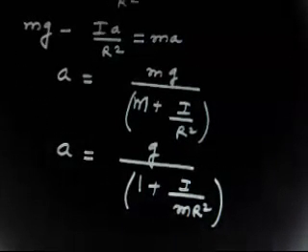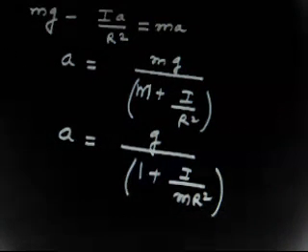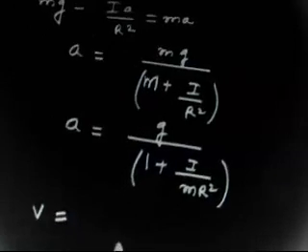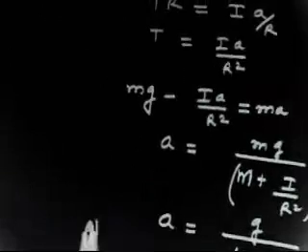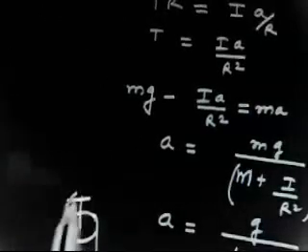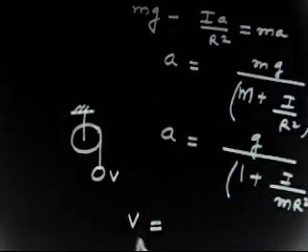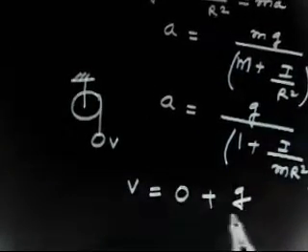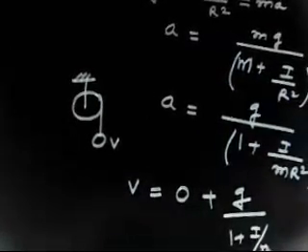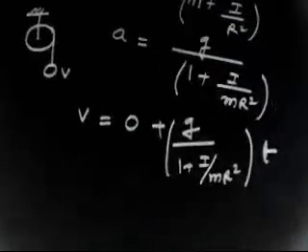So this is the acceleration of this particle. So let us find velocity after time t. I am interested in finding velocity of this mass. So let us say this mass is here, and velocity after time t is v. So I can find v is equal to initial velocity, which is 0, u plus at. Now I know the a, g by 1 plus I by mR square into t. So this is my velocity.